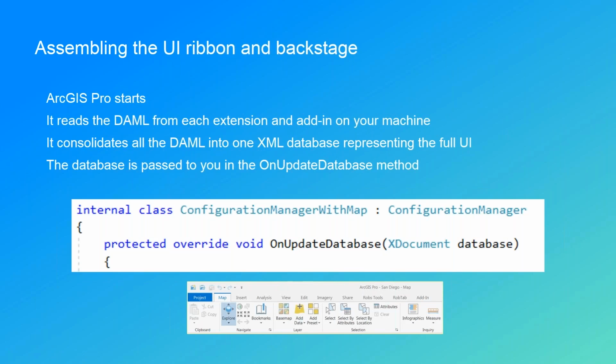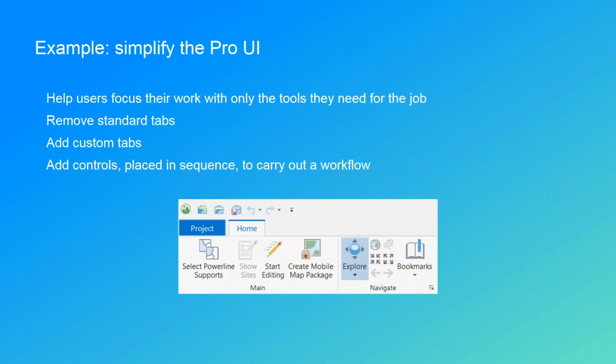You can do an override in here. Or sorry, yes, you could do an override in the configuration manager in the OnUpdateDatabase method. This one gives you that XML database. So from there, you could decide, oh yeah, I want to get rid of all the tabs except the one that I want my user to see.